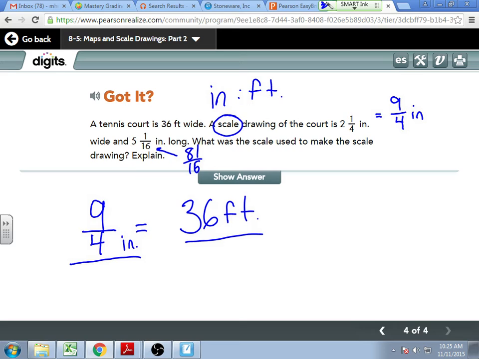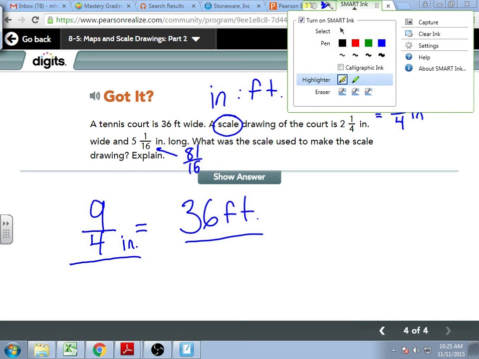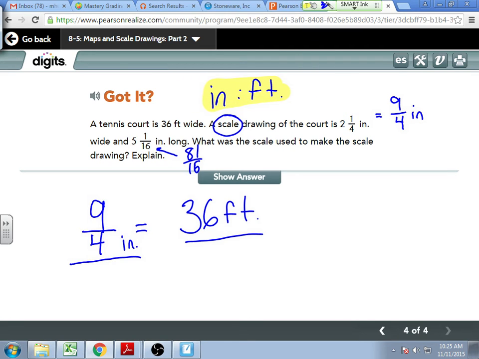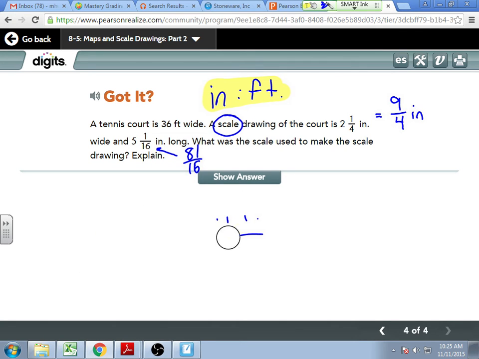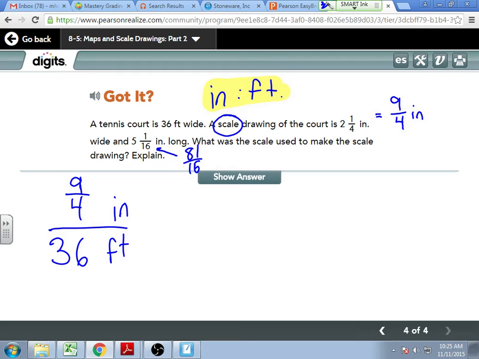Here is what you want to do. I need all of you with me because apparently we're struggling. You want your scale to be inches compared to feet. So set up a proportion where you're going to have inches compared to feet. Now the only inches compared to feet that we know is that 9/4 of an inch is 36 feet. Now what we want for our scale is to have 1 inch equal to some amount of feet. How could I turn 9/4 into 1?